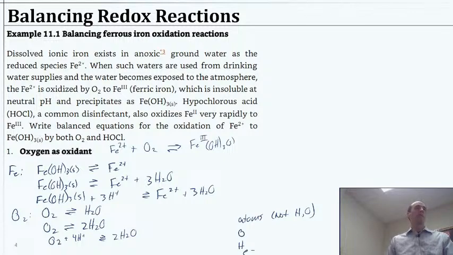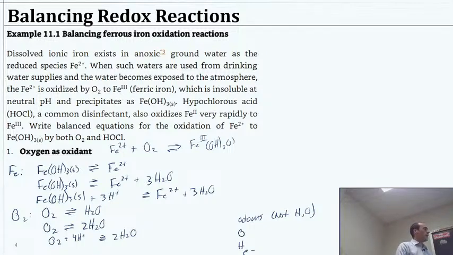How are you feeling about that? Feeling okay? All right, so it should look something like this. For the iron, we'll keep one iron on both sides for now, and then we balance the oxygen, so we need 3 waters on the right to match the 3 OHs. That gives us 3 extra H's, so we put 3 H+ on the left to balance that. And we should have FeOH3 plus 3H+ in equilibrium with Fe2+ plus 3 waters.